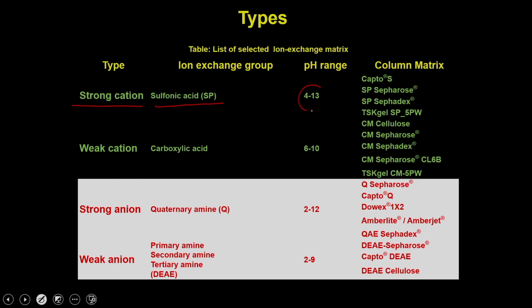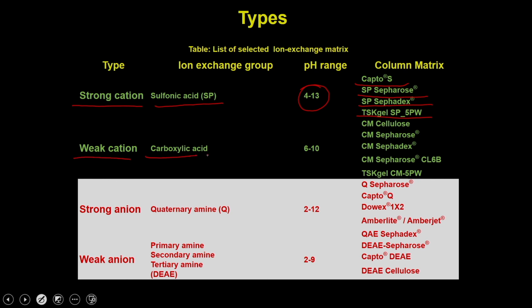The pH range where you can work with this particular type of cation exchanger is 4 to 13. The examples are the SP Sepharose, SP Sephadex, and all these. Similarly, you have the weak cations.